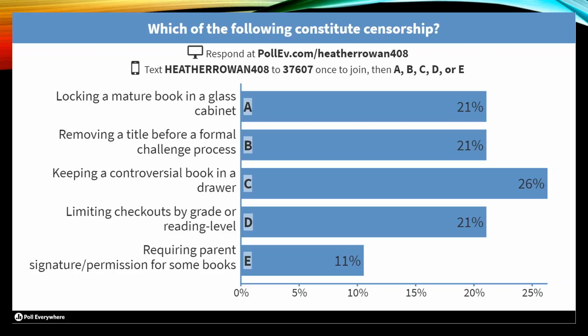I think limiting checkouts by reading level or grade level is one that people may not see as censorship because a kindergartner is not going to be reading a fifth grade level book anyway. So maybe they wouldn't see it as anything other than just making common sense. I agree with that one as well. I know I have seen that happen in my library. A kindergartner wants to have a big, heavy book in their hand that they take home, and there's no way that kid's going to be able to read that book.